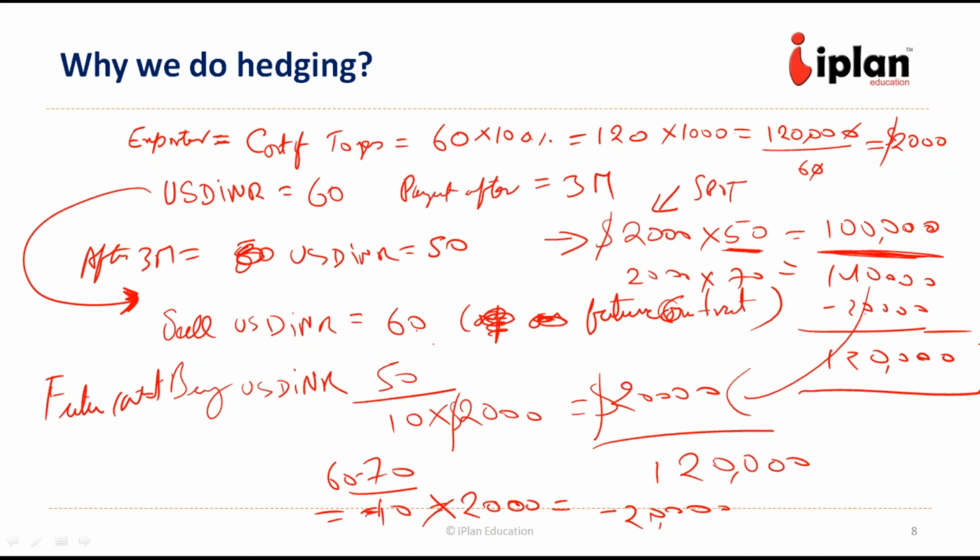Then you will say, sir, if the price depreciates, I'm making more profit. Why shouldn't I keep it unhedged? So I'll have more profits. But what about if the currency appreciates, the price goes down?